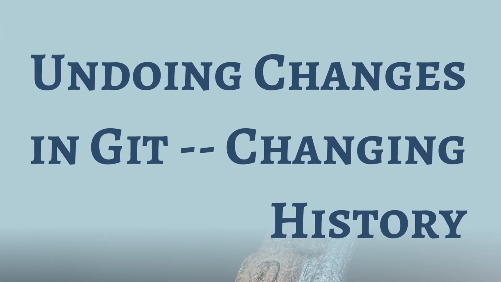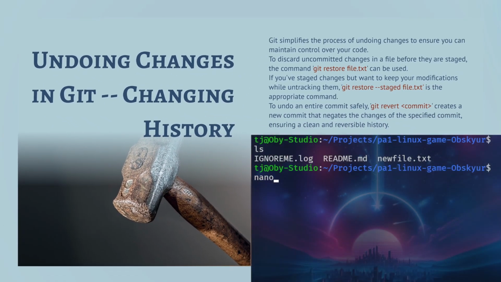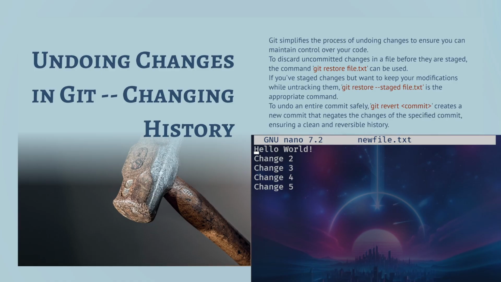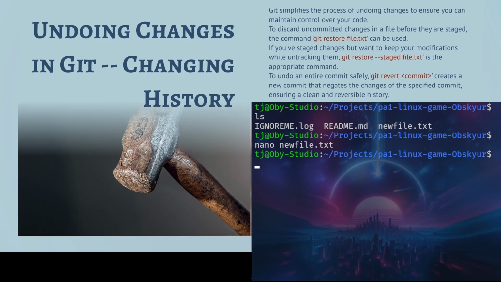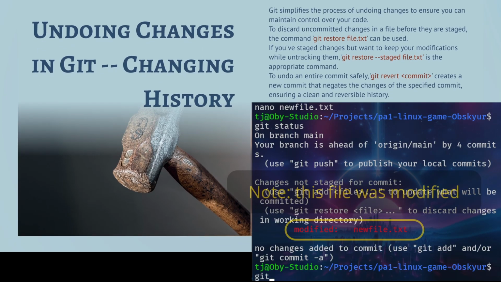So what if you make a mistake? Git makes it easy to undo. Let's talk about changing history in Git. To discard changes in a file before they are staged, you can use git restore and the name of the file, or a list of file names that you'd like to reset to their status as of your last commit.